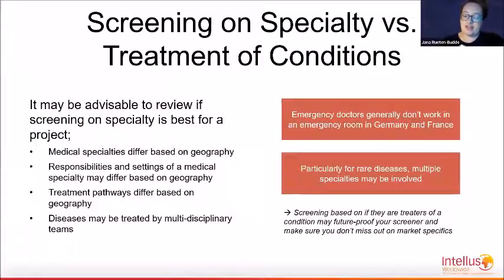Right, okay, so at this place, I want to take a small detour and tag on to what Matt discussed earlier about how globally markets can differ quite significantly. And this can include the setup of medical specialties themselves, and it can also include their individual responsibilities, their settings, or even whole treatment pathways that may differ between countries. Or it can also be a case for some diseases, in particular rare ones, that they may be treated by multidisciplinary teams.